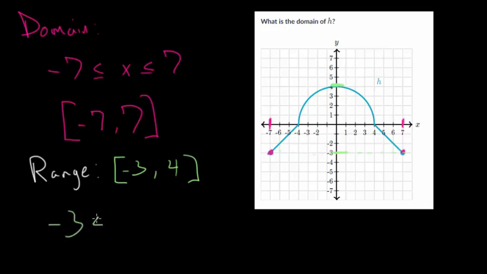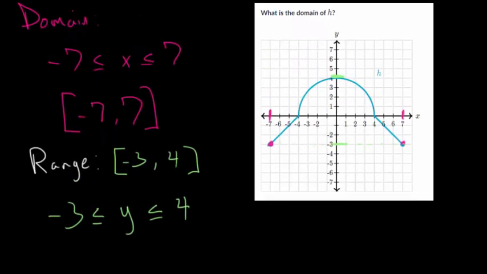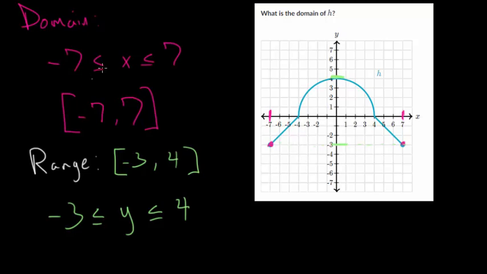Or using the inequality notation, we'll say that y is bigger than or equal to -3 or less than or equal to 4. And let's keep going with these. Now, this problem, again, is asking for the range, but it's a slightly different problem because now we don't have this kind of continuous curve. Like if we go up and look at this problem, for our domain, it was every x value between -7 and 7. Because any possible x value, you can find a y value.